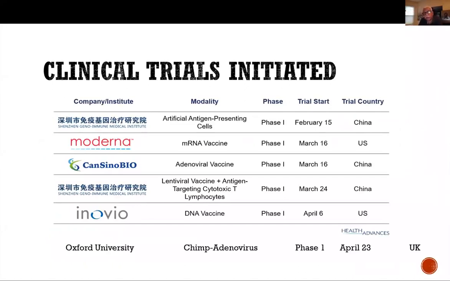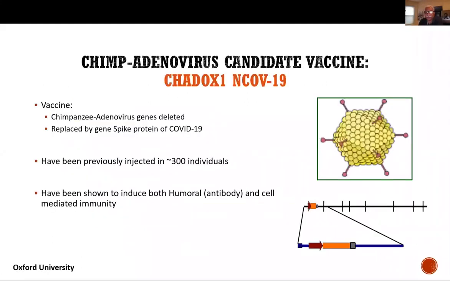There are many vaccines where the clinical trial has been initiated. I will talk about the Oxford chimp adenovirus vaccine just as an example. I'm not saying that this is the best vaccine or anything yet. We'll look at the results as an example of what it takes to develop a vaccine. So I'm presenting that from the published data that is out there.